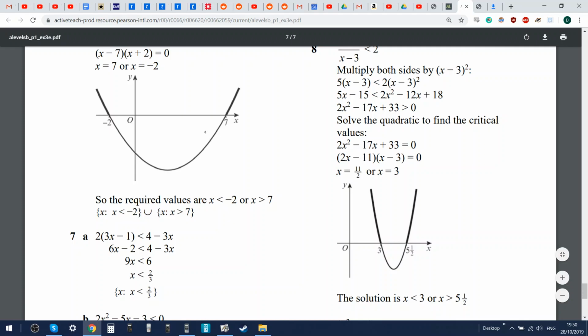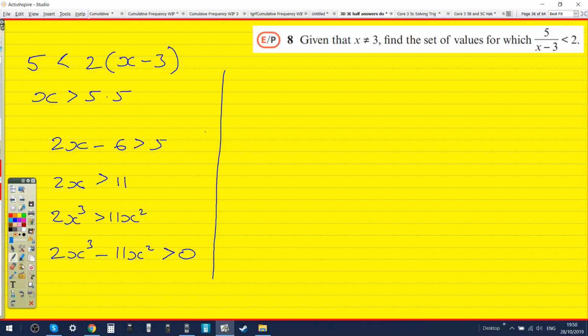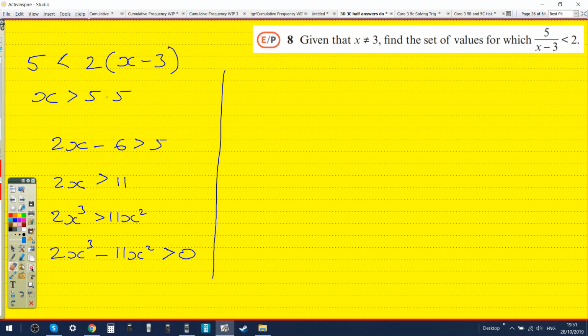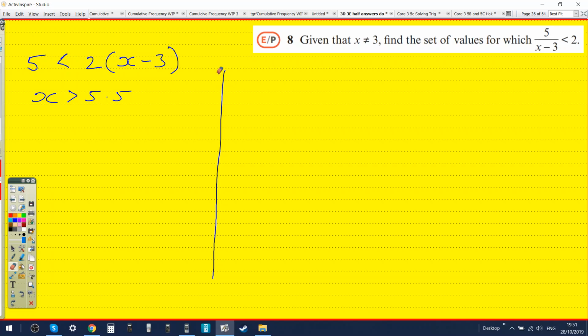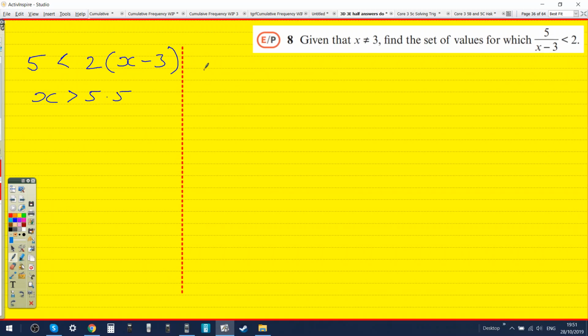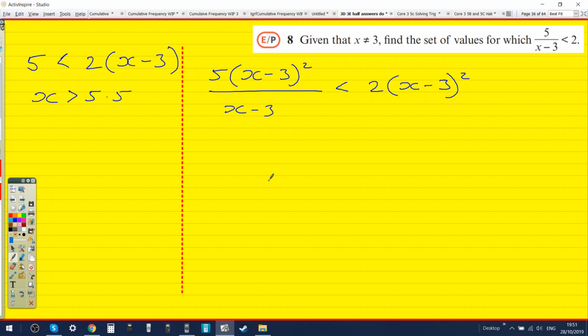I got minus 2 is smaller than x, which is smaller than 6. What was it, sorry? Minus 2 is smaller than x, which is smaller than 6. That's great. Sorry, this previous one. Multiply both sides by x minus 3 squared. So x minus 3 squared. So it's the denominator squared.